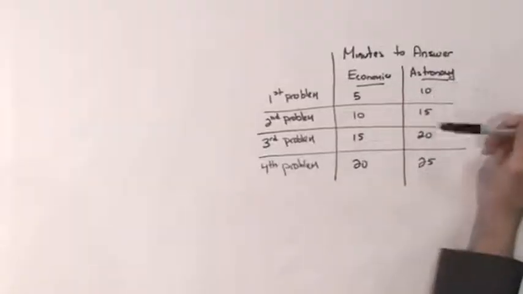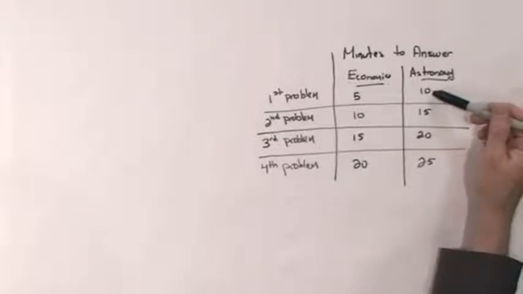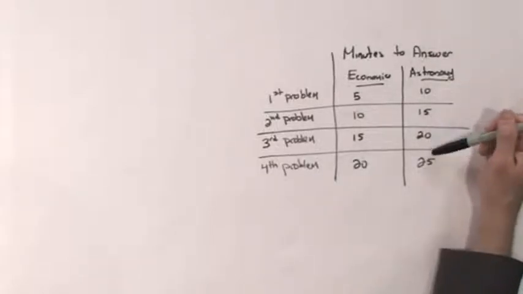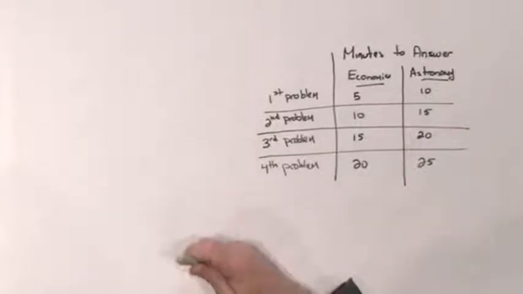And then astronomy, we're going to keep that general idea, but we're going to say that it generally takes you longer, right? So it takes you 10 minutes to answer the first problem, 15 minutes to answer the second problem, 20 to answer the third, and 25 to answer the fourth one. We're going to assume that astronomy, it's a hypothetical example, is harder than economics. I don't necessarily think that's the case, but let's say that for the sake of the example.